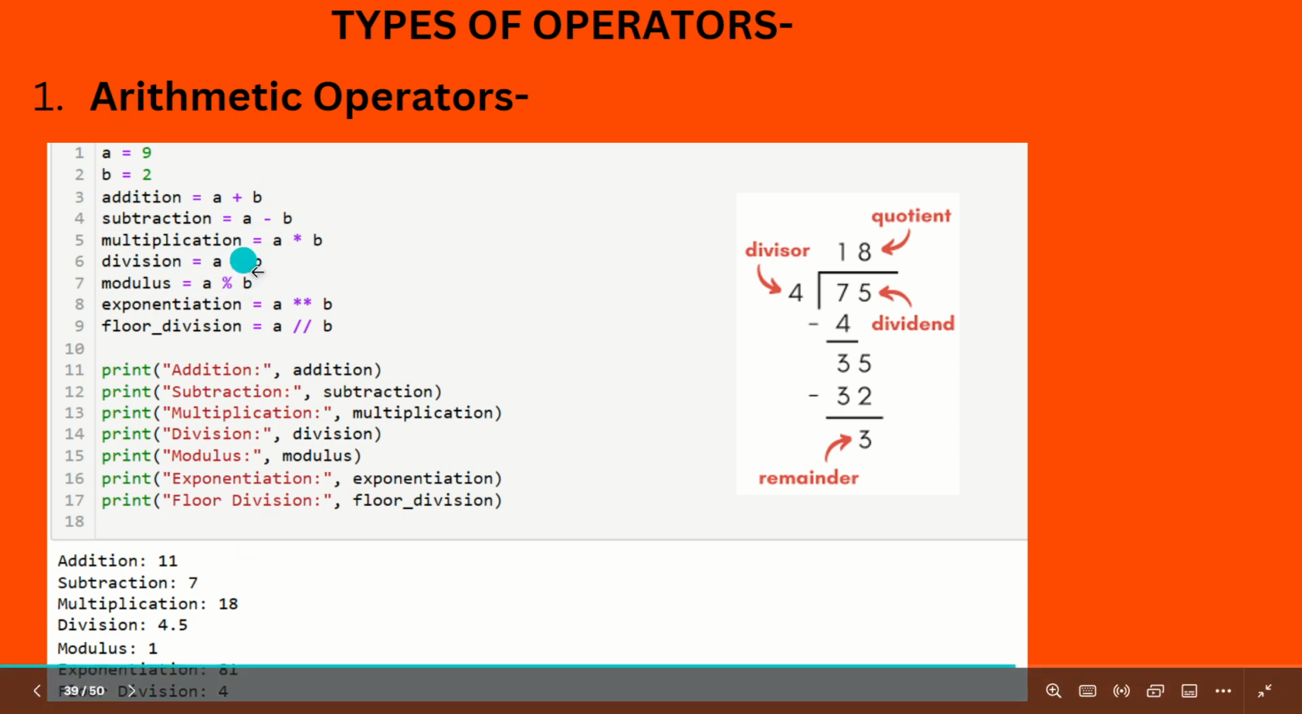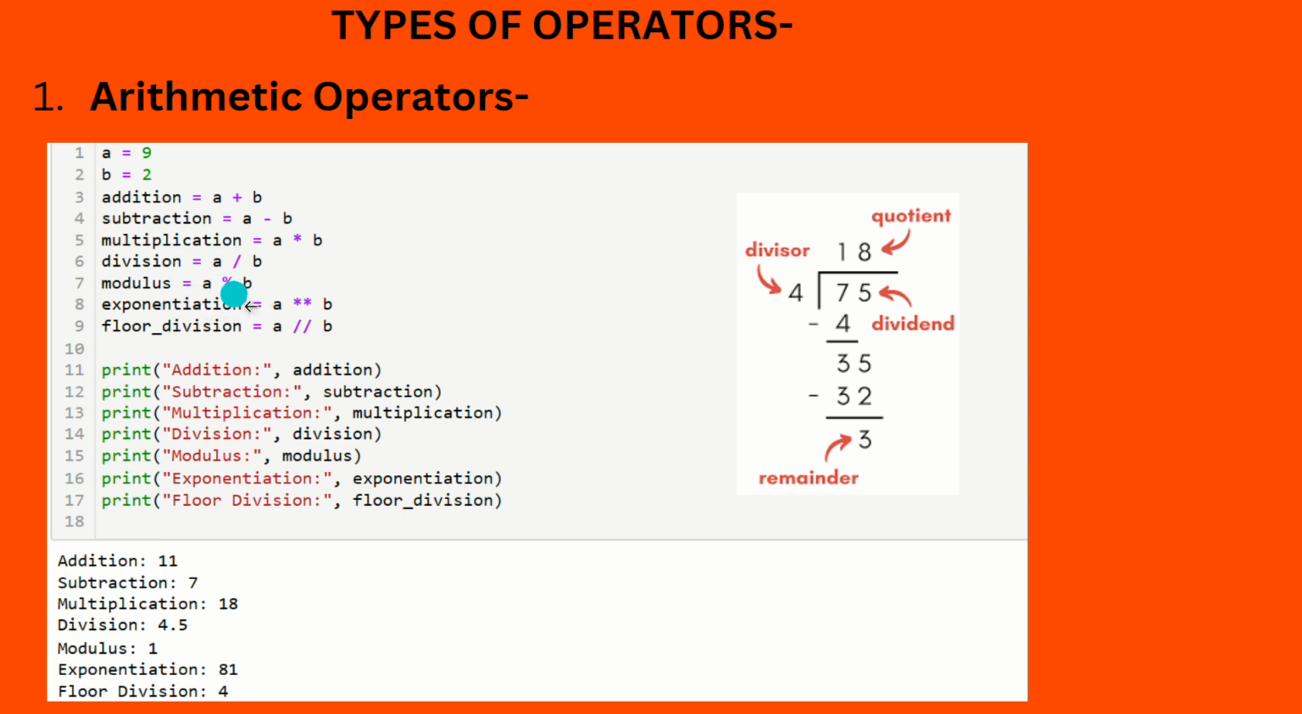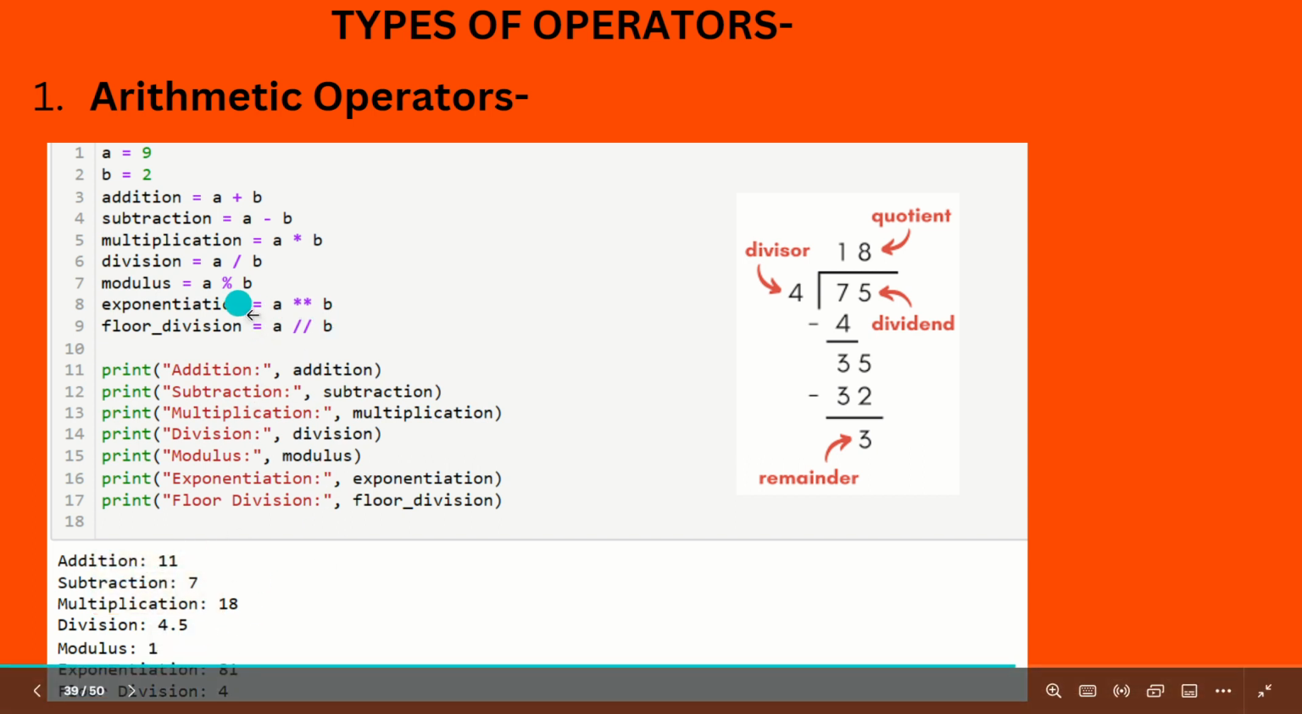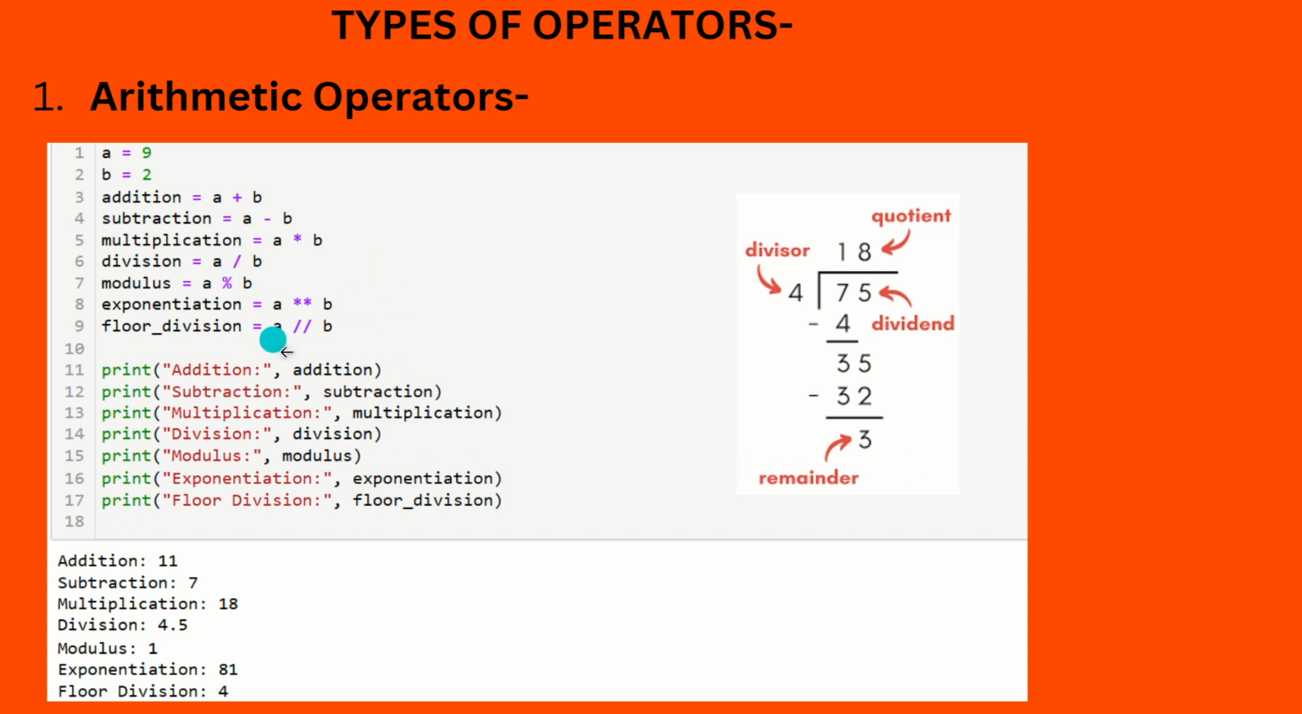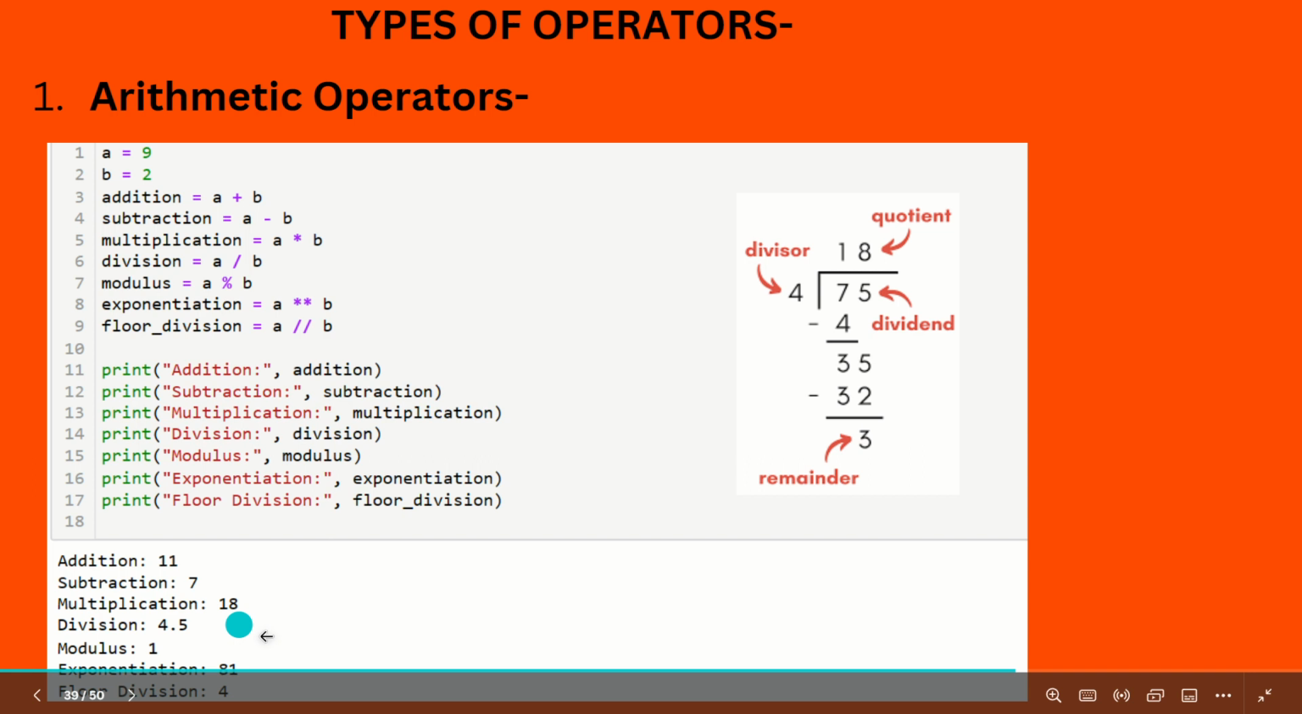For division, it is forward slash. Modulus is something to be aware of, the percentage symbol. Modulus will return us the remainder. When 9 is divided by 2, 2 fours are 8 and 1 will be the remainder, right? So the modulus output will be 1. Next, exponentiation is something to the power. A to the power B, 9 to the power 2, 9 square, 81.